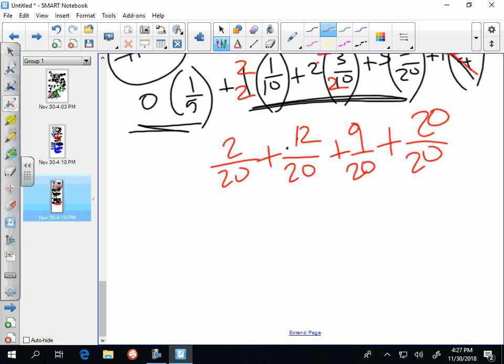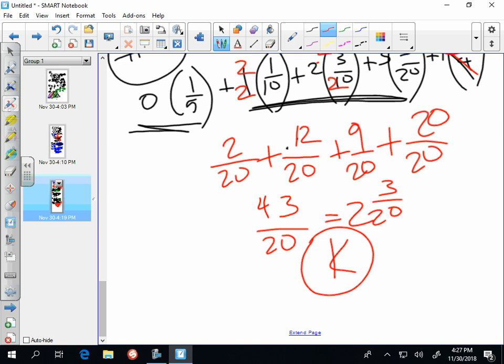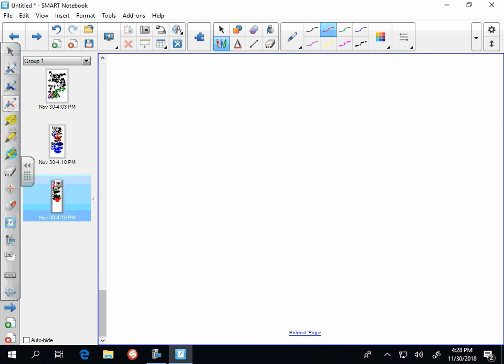So what are we looking at? 29, 31, 41, 43 20ths. Or 2 and 3 20ths. This is choice A. All I had to do was multiply the choice by its probability, add those all up, and that was my expected value. My expected value is 2 and 3 20ths. Okay. Number 9.